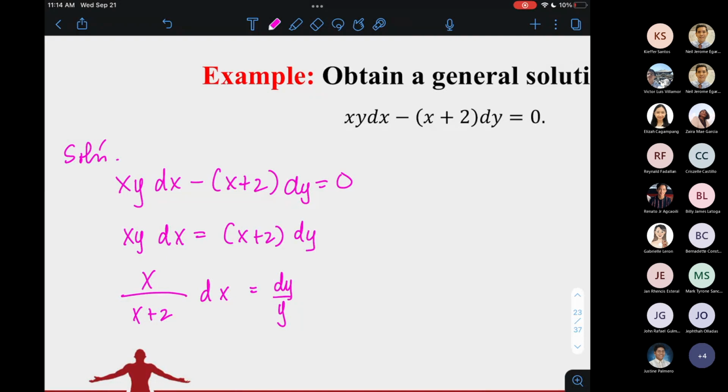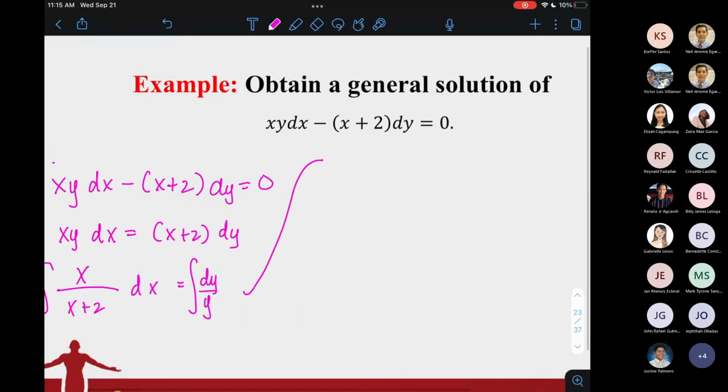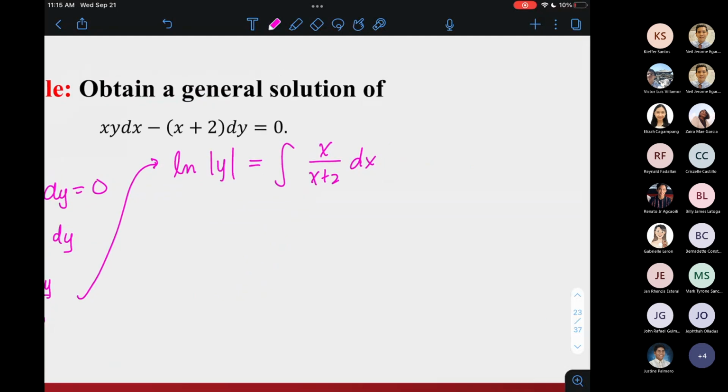Tapos ngayon, mag-i-integrate na ako. So this will be, madali yung right-hand side. Simulan ko na yung right-hand side and I'll flip the equation. Integral ng dy over y. Remember, that's going to be ln ng absolute value ng y. So that's fine. Medyo mahirap yung sa kanan kasi integral siya ng x over x plus 2 dx. Paano nag-i-integrate ng rational functions of this form?